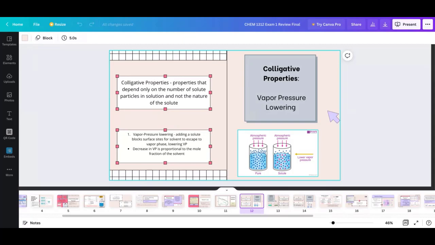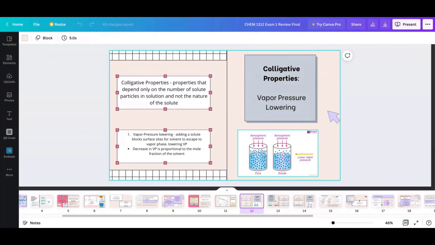So what's going to happen is that adding a solute blocks the surface sites for the solvent to escape to the vapor phase, lowering vapor pressure. So what does that mean really? If you look at the model to the right, we see two beakers: one with the pure solvent, and one with a solution that has a solute as well.